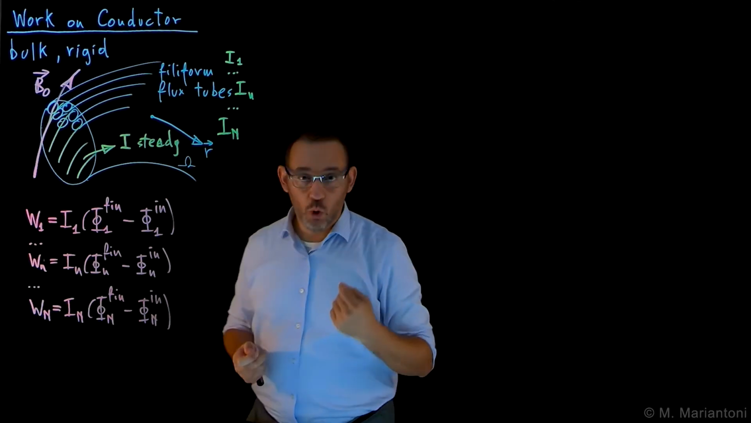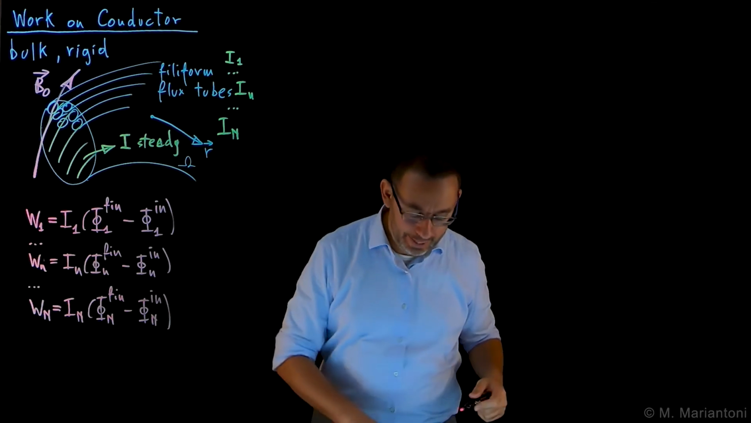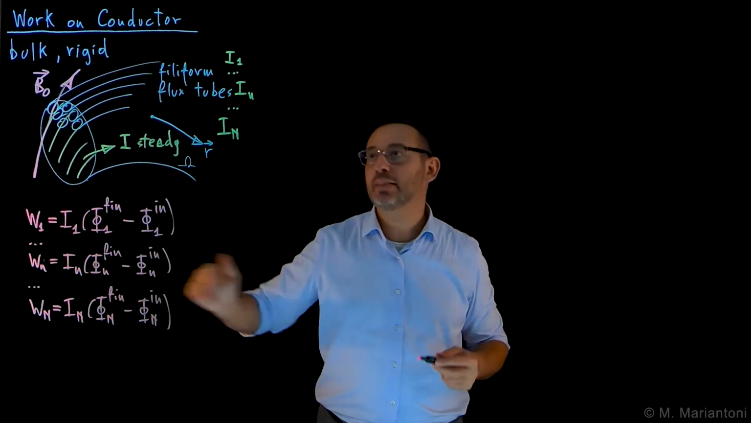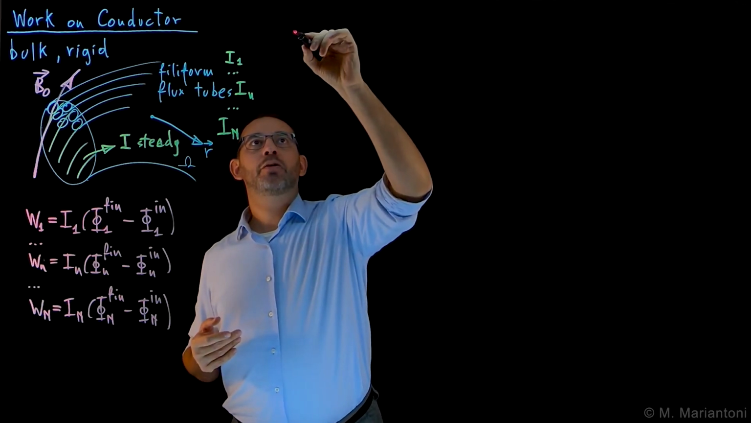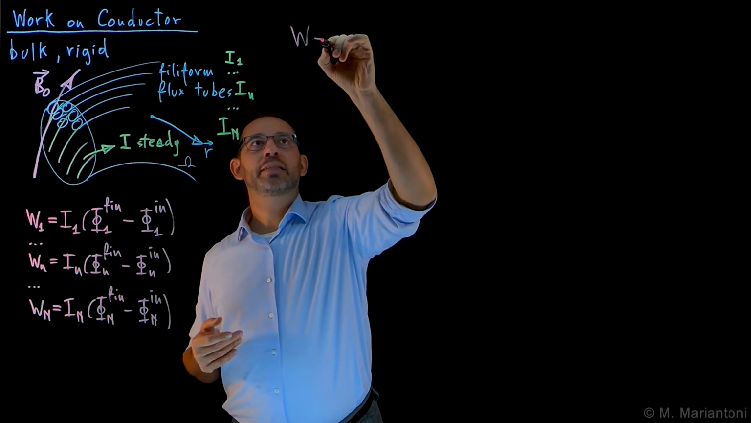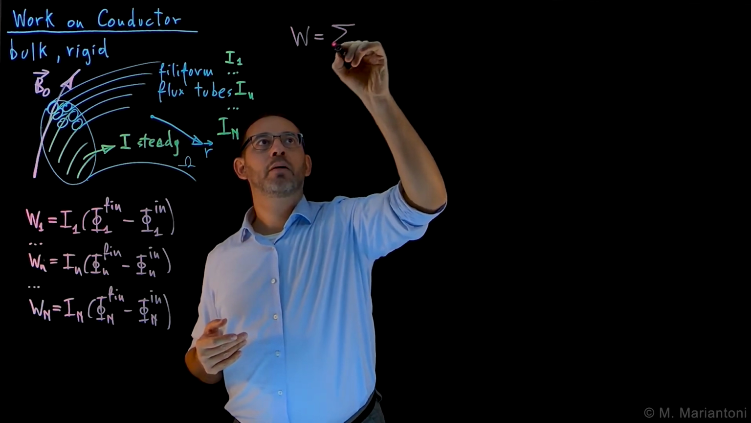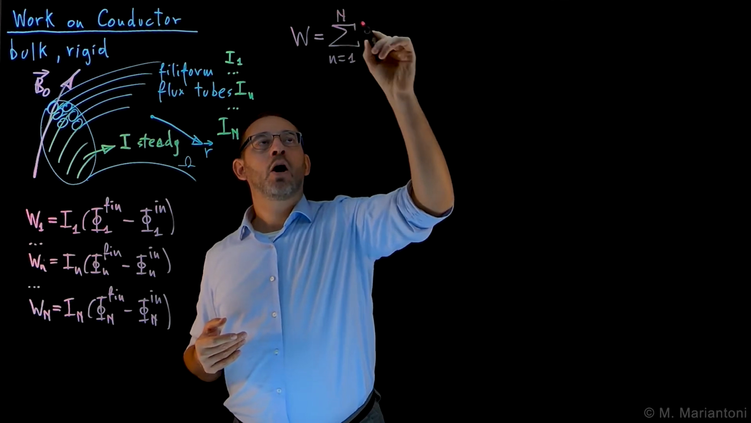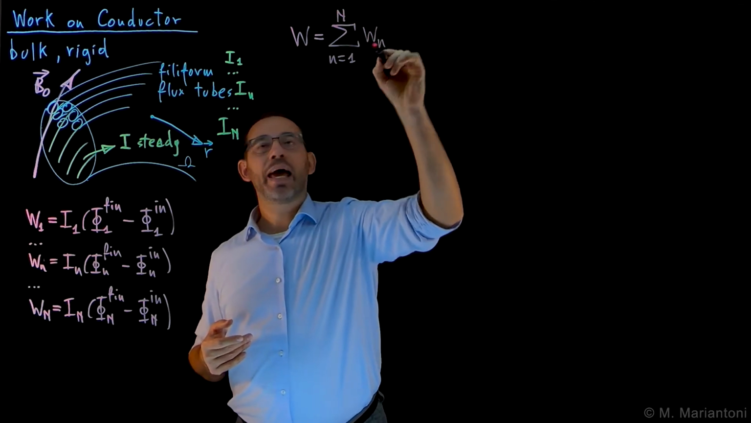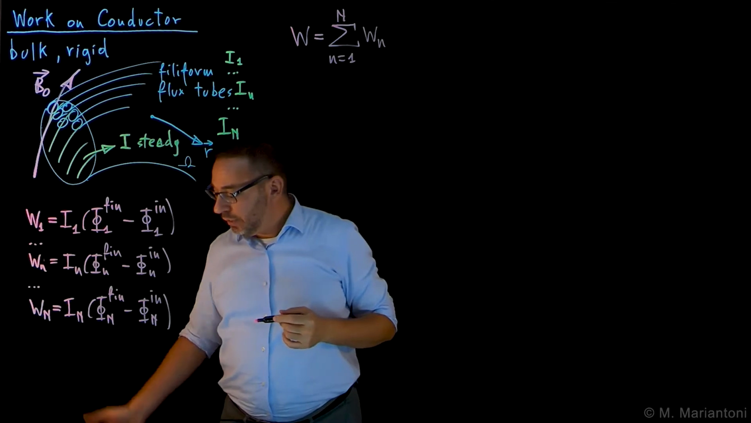What is the overall work to move the entire circuit? As I said, either I integrate if I consider an infinite set. I'm not considering an infinite set for simplicity, so I need to sum it up. The total work W on the entire circuit is going to be the sum for small n, which goes from 1 to capital N, of W small n. So let's sum it up in this fashion.